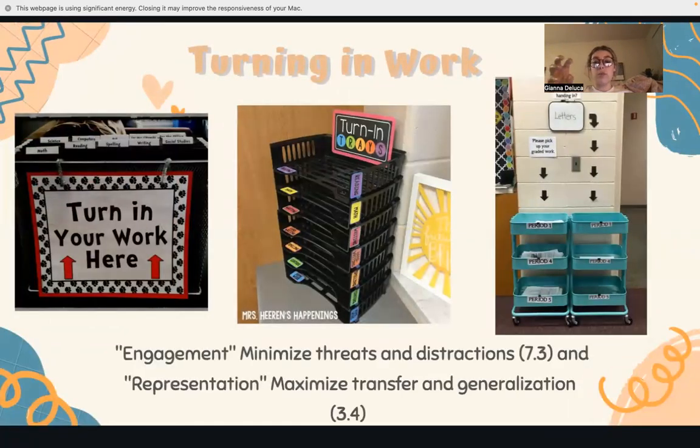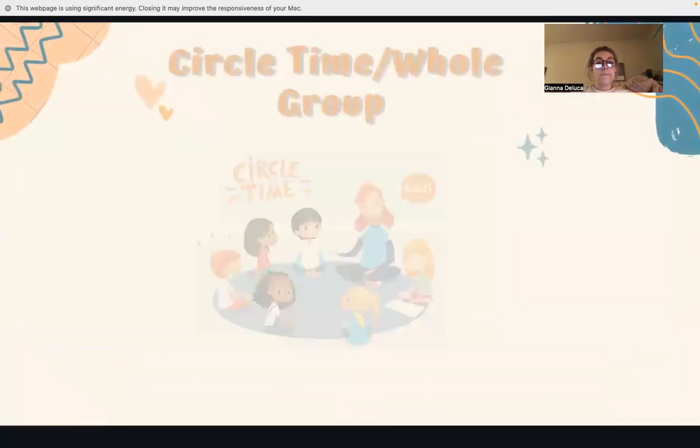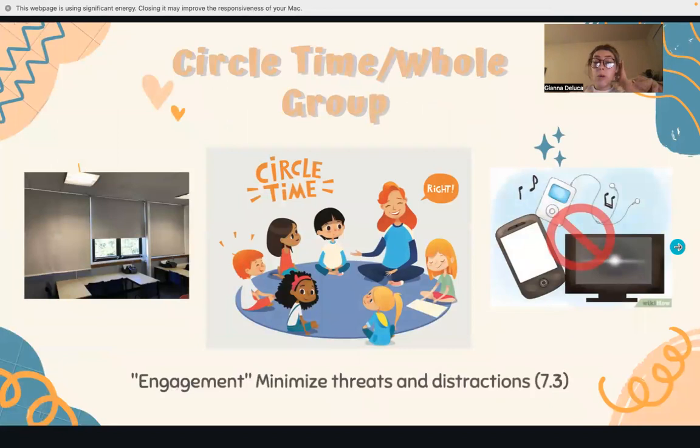Again, having these visual reminders, telling the kids what to do. If a kid is having a hard time remembering what to do during this period, especially if it's like a transition period, then the teacher needs to revisit these expectations with the class at an individual level or group level, which correlates with representation, maximizing transfer, and generalization.